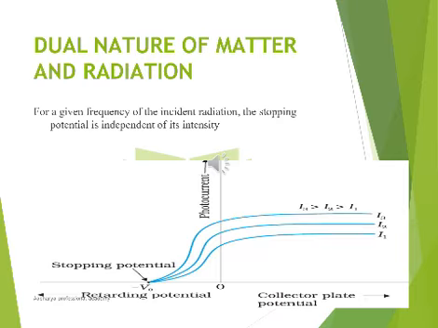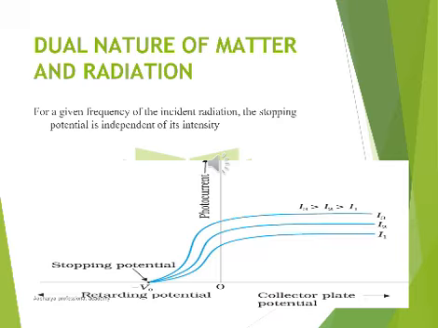All of you see the first one, that is for the intensity I1. First look at the positive side, and later we will see the negative side. For I1, just consider the positive side. What happened? The current increases when we increase the positive potential. After some time, it becomes saturated.